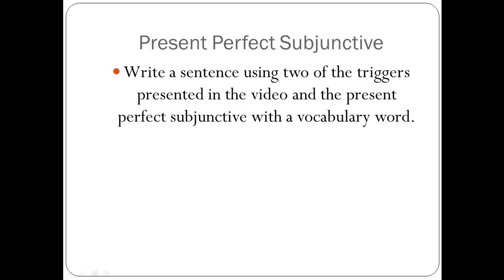So what I want you to do right now is write 2 sentences. I would like you to use 2 of the triggers that I just presented in the video and use the present perfect subjunctive with the vocabulary words. The vocabulary words are from chapter 4. You can either use 1 or 2.